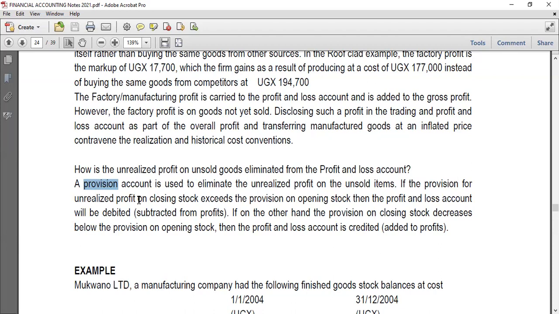If the provision for unrealized profit on closing stock exceeds the provision on opening stock, then the profit and loss account should be debited. Okay, and that means we should subtract this from the profits. Basically, we should recognize it as an expense, because like you've seen, the provision for unrealized profits on your closing stock is higher than that you had on opening stock. Then they are saying we should deduct this from our profits. On the other hand, if the provision on the closing stock decreases below the provision on the opening stock, then there the profit and loss account should be credited.